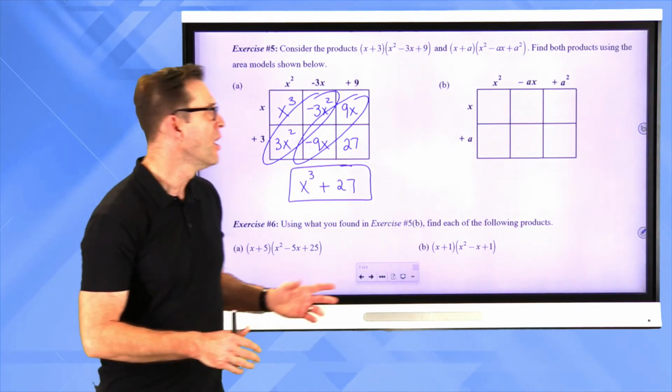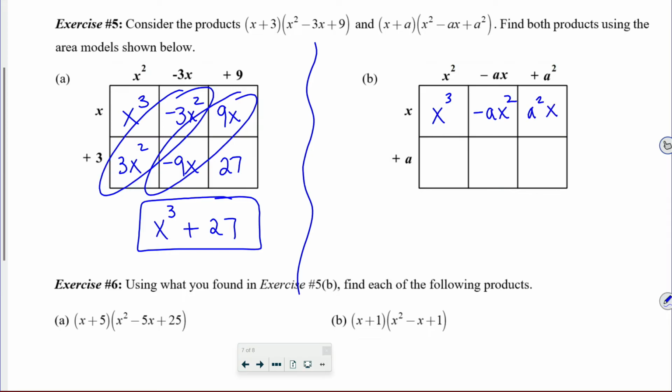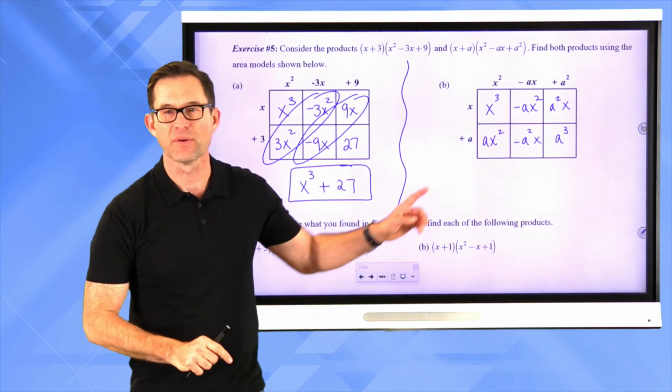All right, here we go. Well, this one's a little bit more symbolic. But I'll get x times x squared, which is x cubed, x times negative ax, which would be negative ax squared, x times a squared, which would be a squared times x, a times x squared, which would be ax squared, a times negative ax, which would be negative a squared x, and a times a squared, which would be a cubed. And exactly the same thing happens.